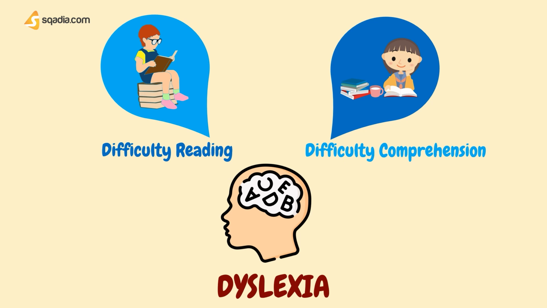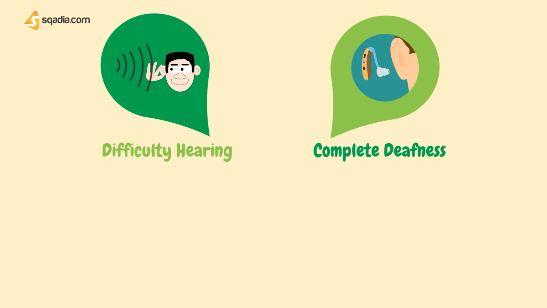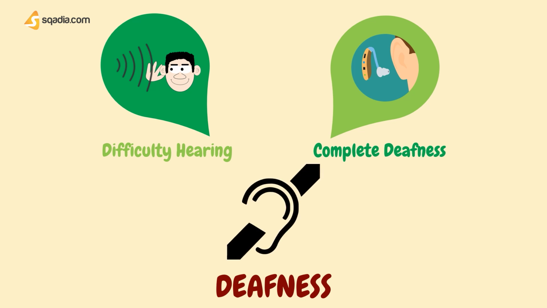So, if a child has difficulty hearing or complete deafness, then you need to get it tested by an ENT specialist, because they might have a hearing impairment, deafness, or hearing loss, which refers to a total or partial inability to hear sounds. Symptoms may be mild, moderate, severe, or profound, and you're going to get an ENT specialist to check that out for you.